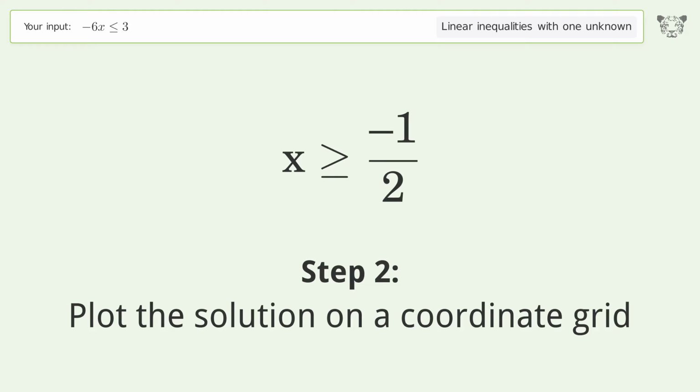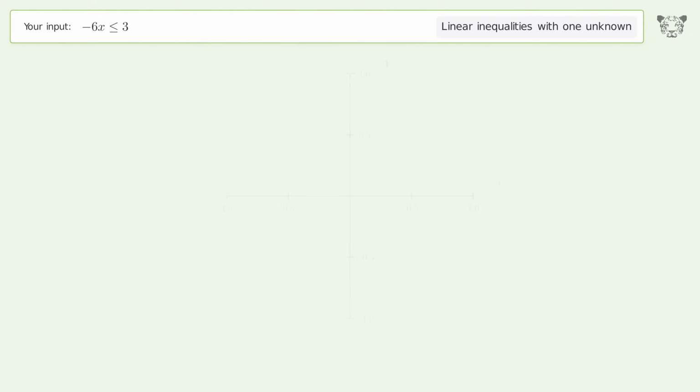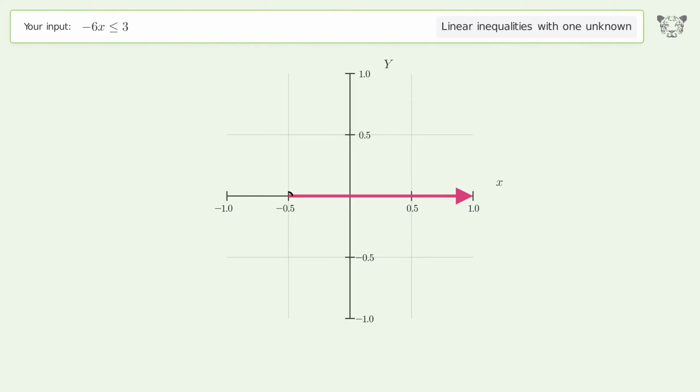Plot the solution on a coordinate grid. And so the final result is x equal or greater than -1/2.